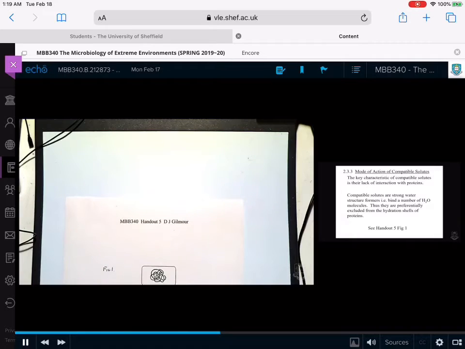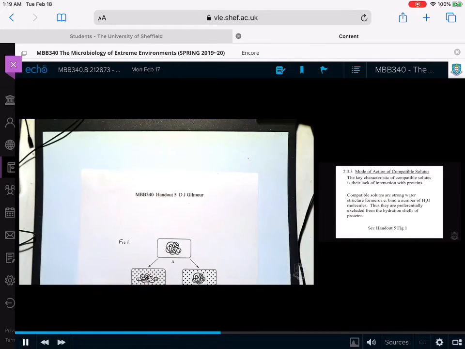So diagram 1 in handout 5, if you want to pull the other handout from today.